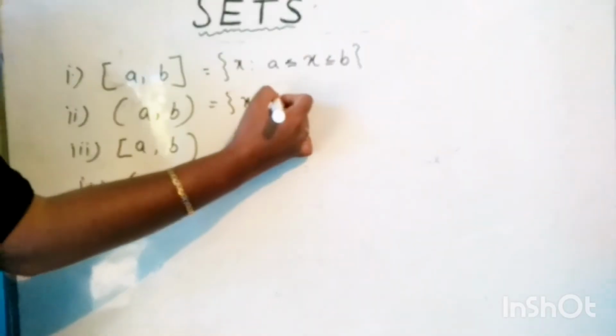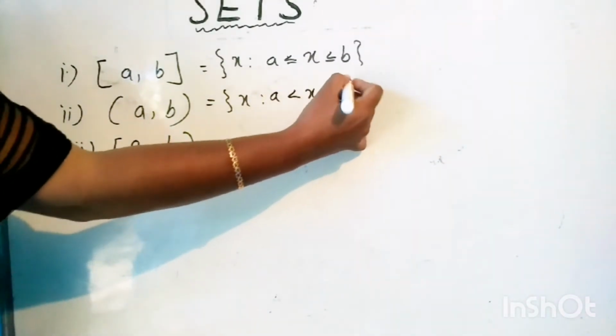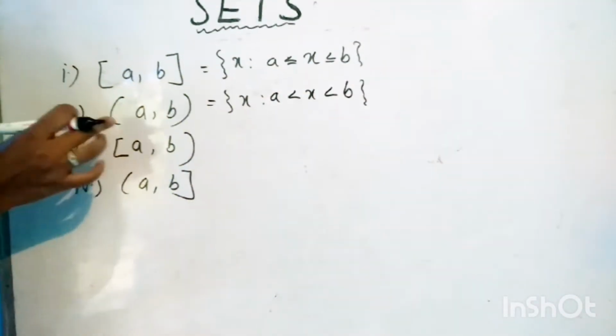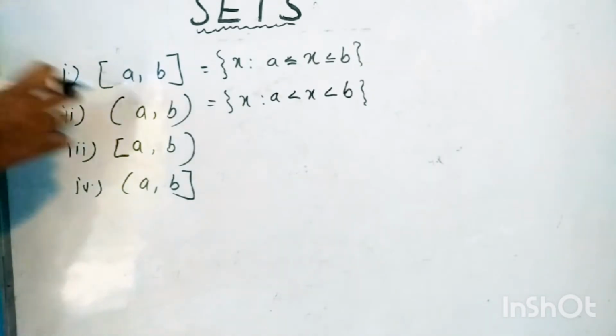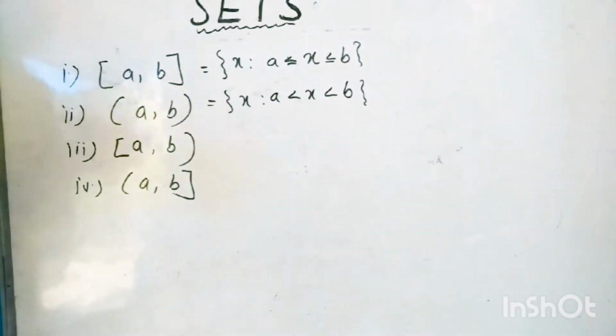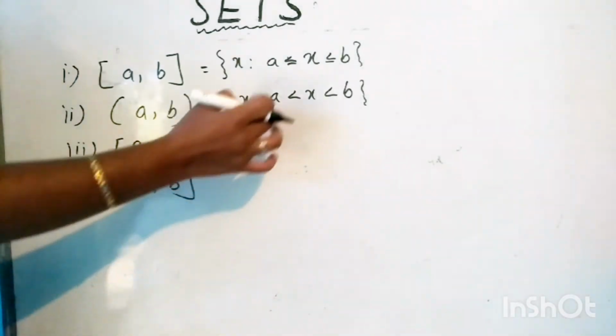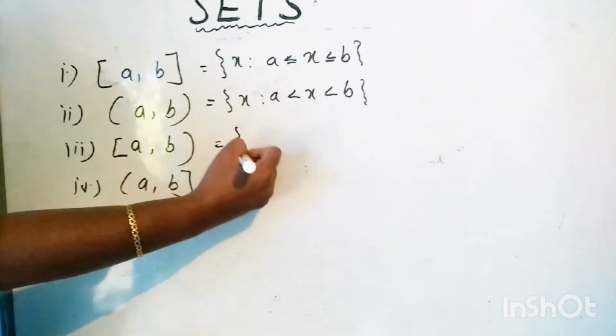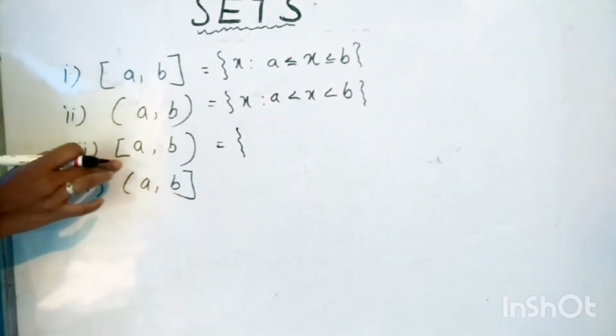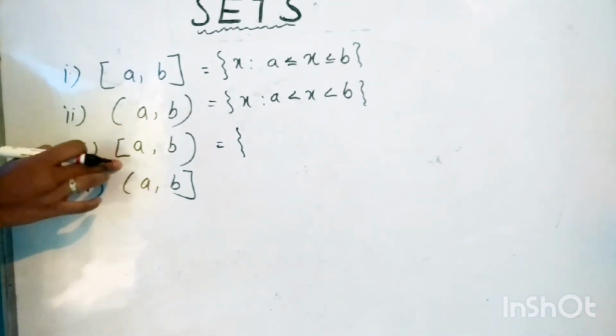And here, open interval A comma B is the set of all x such that A less than x less than B. If you have ordinary brackets, it means that the two numbers are not included. You need to list out the numbers that lie in between A and B, where A and B are not included.